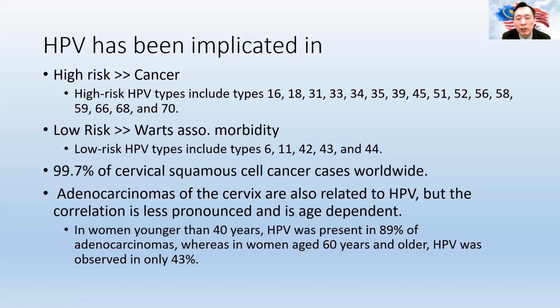99.7% of cervical squamous cell cancer is associated with HPV infection. On the other hand, adenocarcinoma of the cervix is also related to HPV, but the correlation is less pronounced and is also age dependent. In women younger than 40 years old, HPV was present in 89% of adenocarcinoma, whereas in women 60 years old and older, HPV was observed in only 43%. So HPV is associated with cervical cancer.